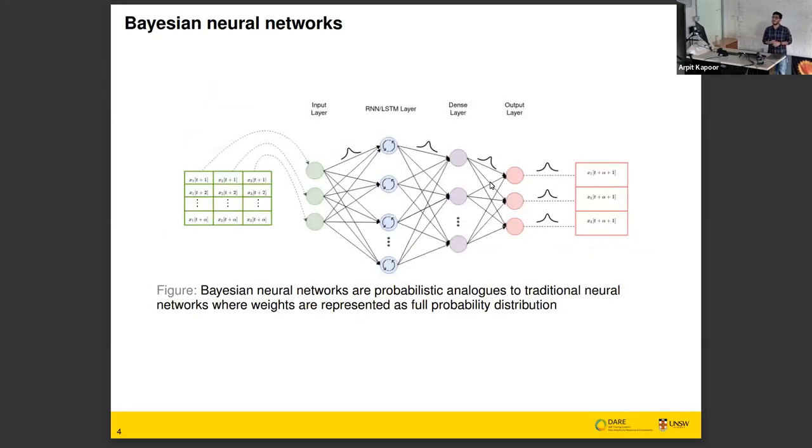Here's an overview of a Bayesian neural network. It's basically a neural network architecture with full probability distributions in place of the weights. Instead of a single point estimate of the weights, we try to quantify the full distribution of the weights. And that is used to generate the predictive distribution of the model to quantify the uncertainty in the model predictions.